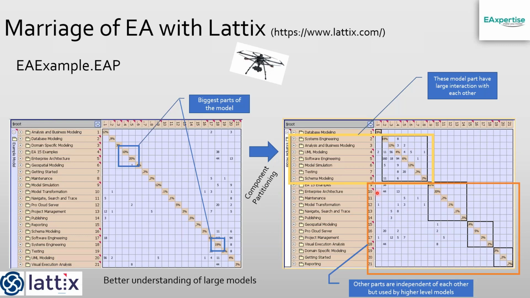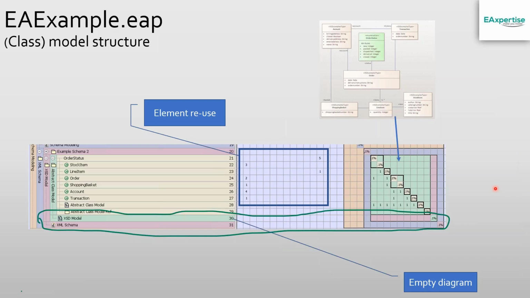The interesting thing about Lattix is that when you make changes to your EAP file and you reread your project, it will keep the changes that you made to the structure in place and put the changes that were made in your model in the matrix again. Yep. I hope you get a bit of an understanding of what a DSM is about.